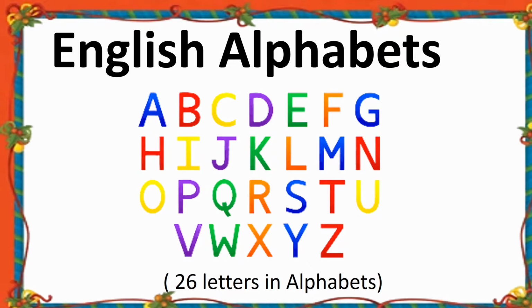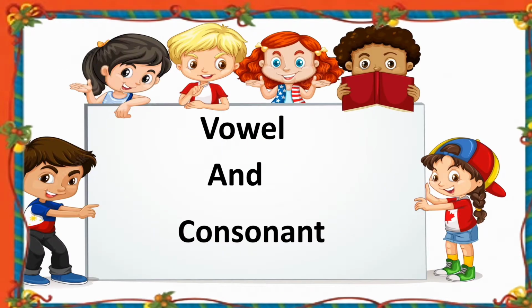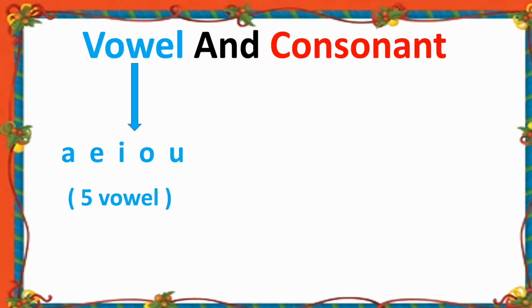There are 26 letters in English alphabet. Some are vowel and some are consonant. So let's read about vowel and consonant. Vowel. There are 5 vowel. A, E, I, O, U. Now consonant.